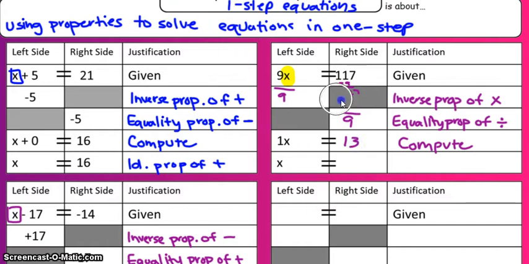So we get 1 times x. We got this 1 now because 9 divided by 9 is 1. It's not x plus 0 anymore, because that came from 5 minus 5 being 0. Here we have 9 divided by 9, which is 1. 1 times x is x. We're not going to do anything over here; we're going to keep that 13. But we're going from 1x to x by the identity property of multiplication.